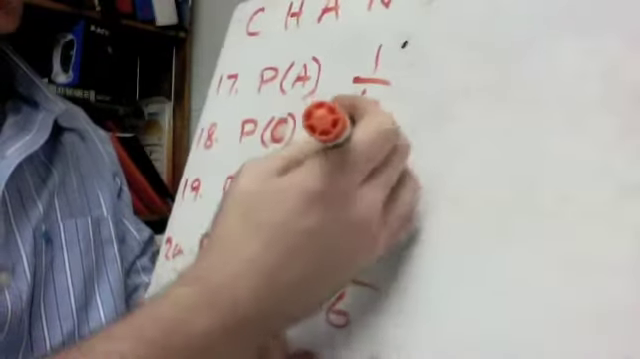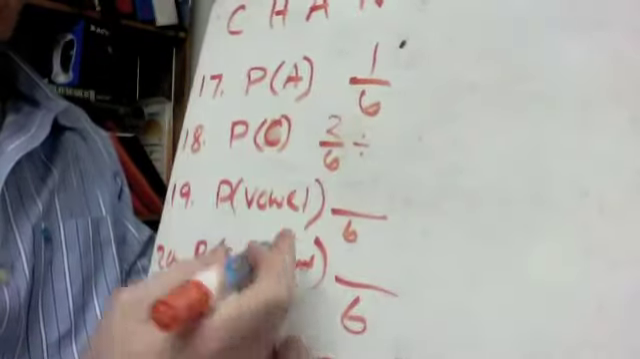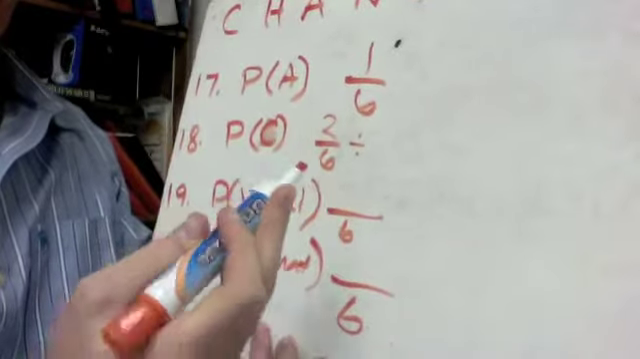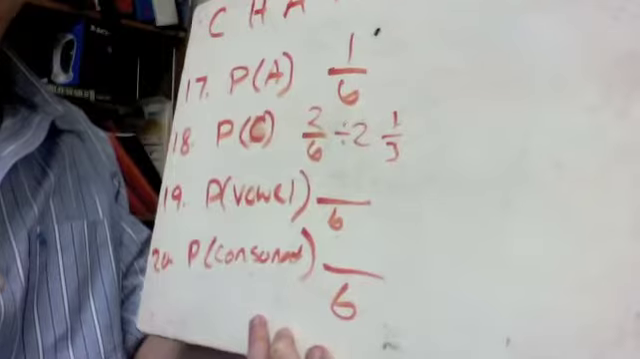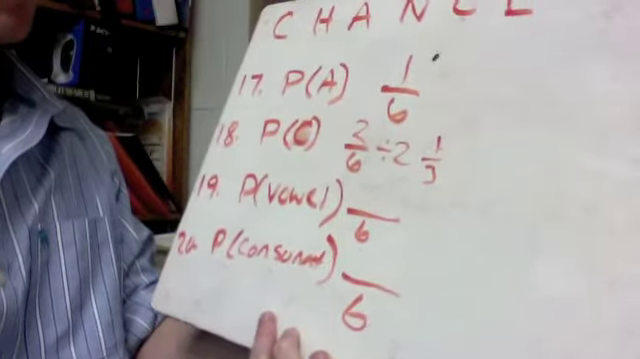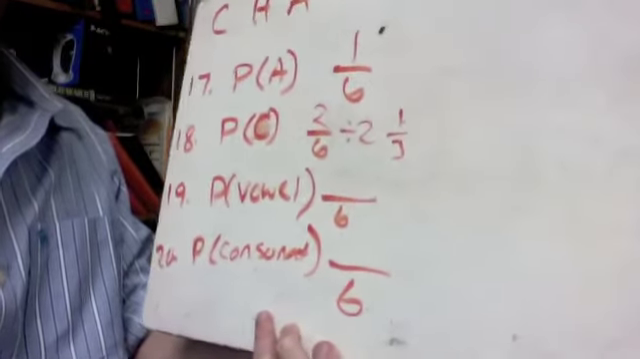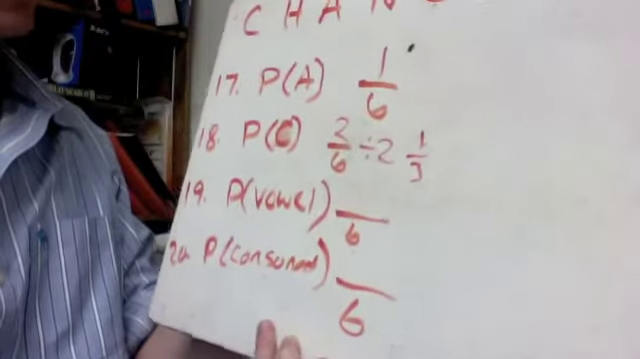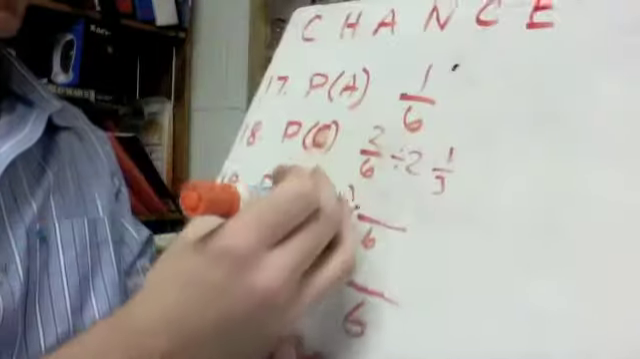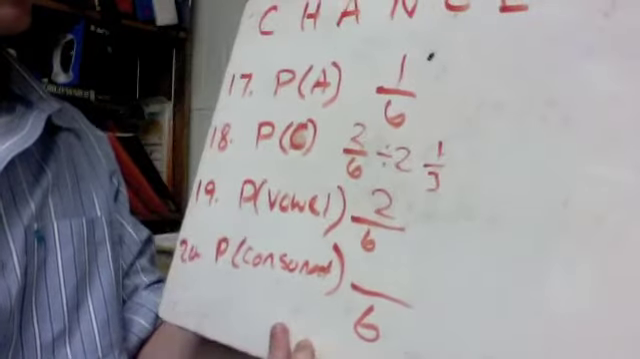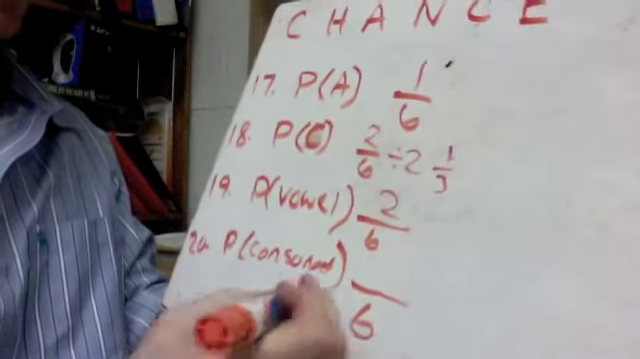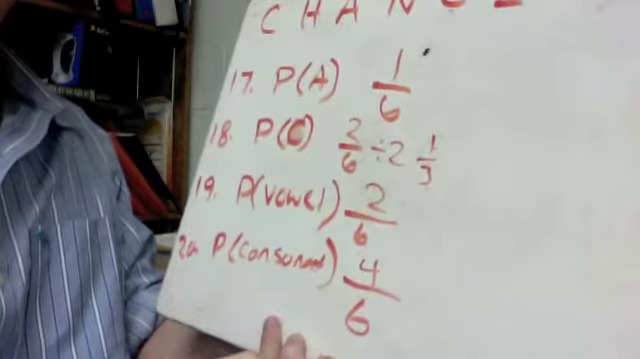I could reduce that down. Think about what goes into 2 and 6. 2 is the only thing that does. Divide by 2 and I'd get 1/3. Probability of getting a vowel, you got to know what that means. A, E, I, O, U. So we've got A and E, so that's 2 out of 6. Consonant is everything else. C, H, and C would be 4. So we've got 2 out of 6 and 4 out of 6.